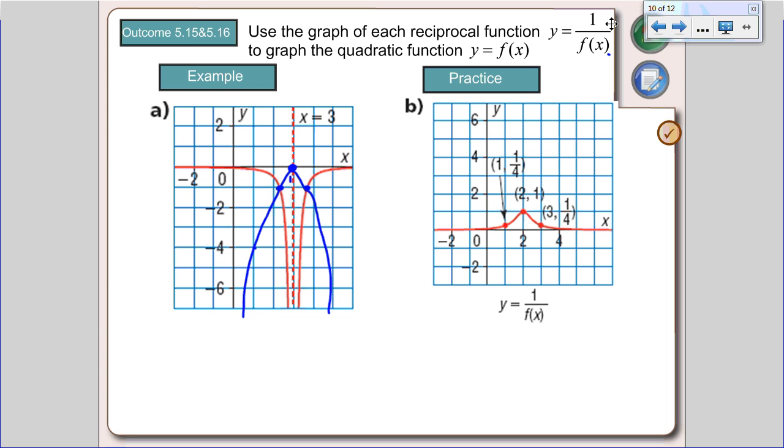Okay, what's the second thing you always have to do? Invariant points. Where do they happen? 1 and -1. So we look at y equals 1. There's 1 right there. We look at y equals -1. Stop. There is no y equals -1. So there's only one invariant point. That makes things hard, because now we don't have x-intercepts. We only have 1 invariant point.